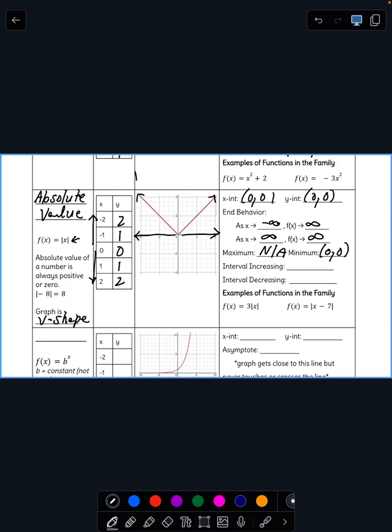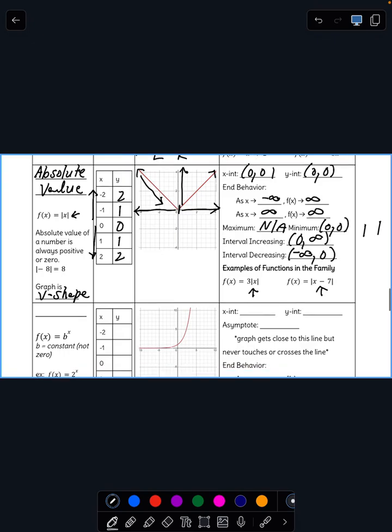So where are my intervals increasing and decreasing? Increasing: we know from here to here, going from left to right, my y values are increasing. So my interval is increasing from 0 to positive infinity. And again here, from left to right, negative infinity to 0, it is decreasing. And you can tell these are absolute value functions when you see those absolute value symbols, which are those straight lines.